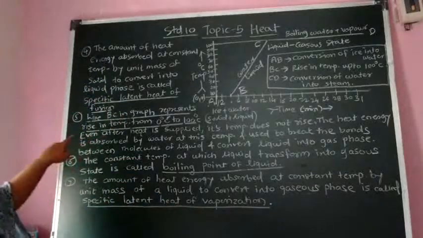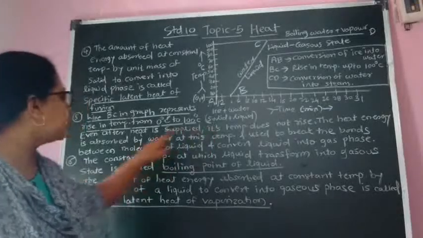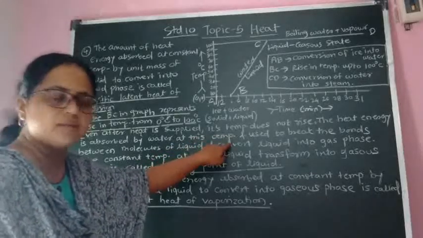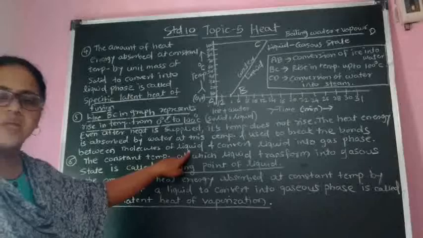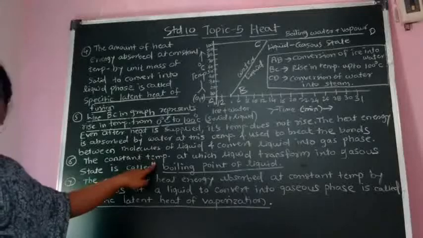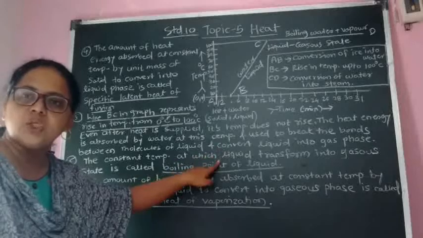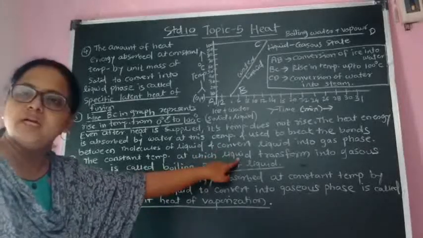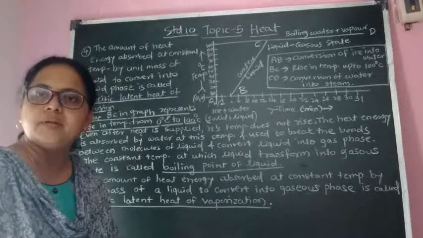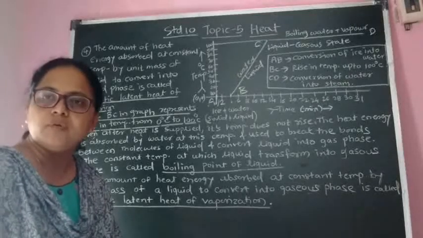So you can see here, even after heat is supplied, its temperature does not rise. This heat energy is absorbed by water at this temperature and used to break the bonds between the molecules of liquid and convert liquid into the gas phase. Now the next point: the constant temperature at which liquid is transformed into the gas phase is called the boiling point of water.